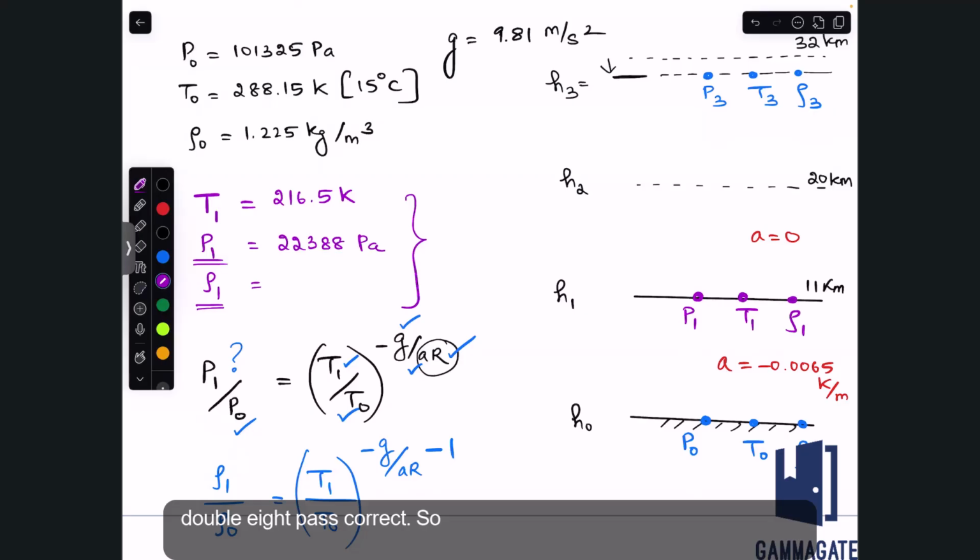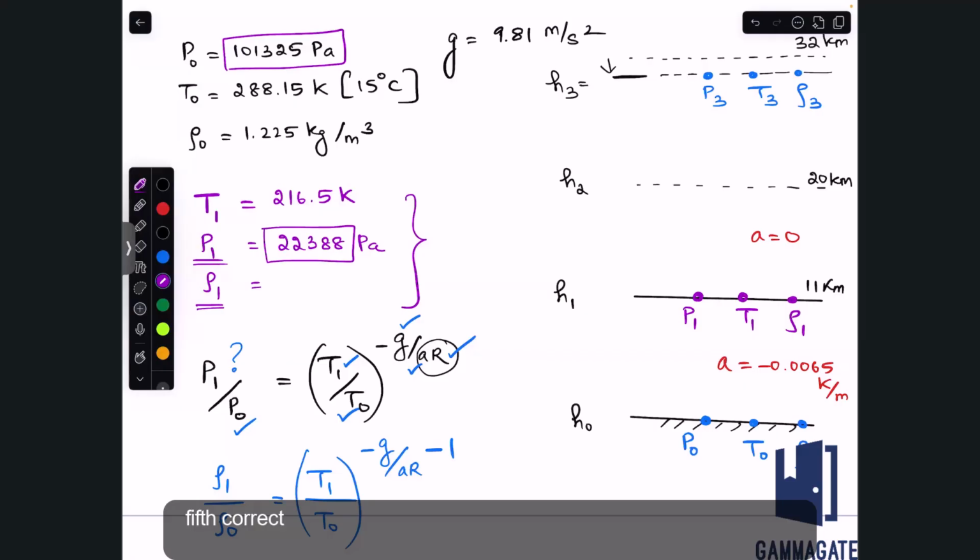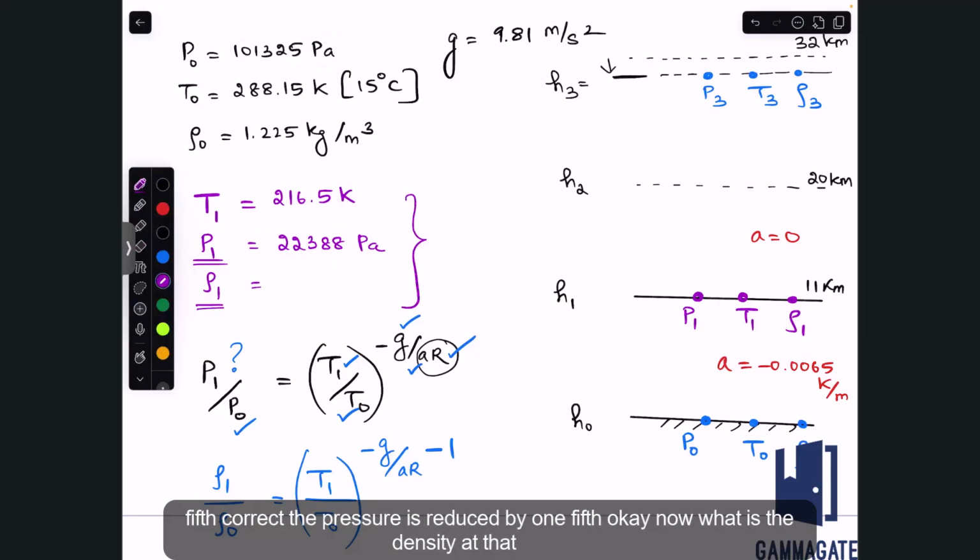22388 pascals. So at 11 kilometers height, can you see that originally it was 101,000 and now it is 22,000. So it is reduced by 1/5. The pressure is reduced by 1/5. Okay, now what is the density at that height?